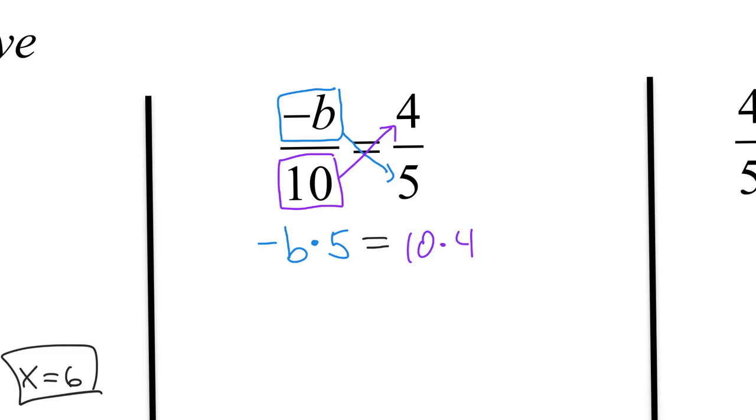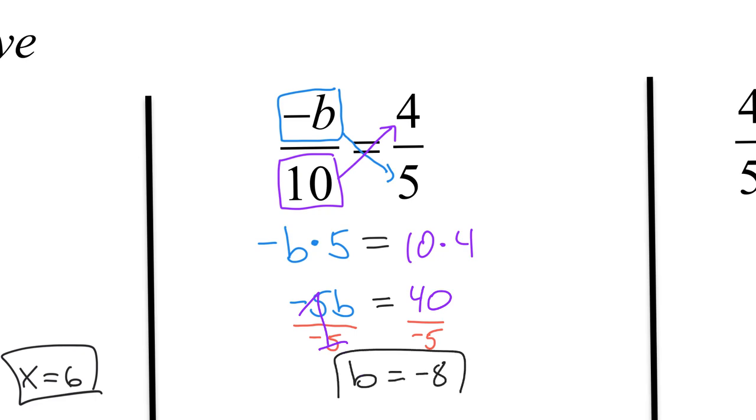So we get negative 5b on this side, negative b times 5. You always put the number in front of the variable, so it's negative 5b equals, and we get a positive 40 on this side. You want to get the variable by itself, so I'm going to divide by negative 5 here, and this turns into positive 1, negative 5 divided by negative 5. So we get b equals negative 8.